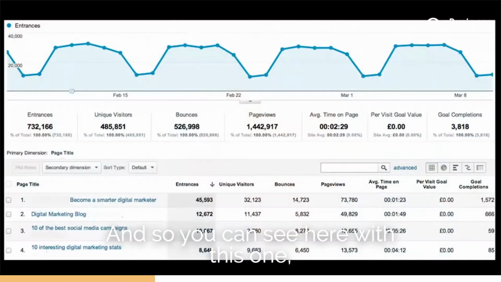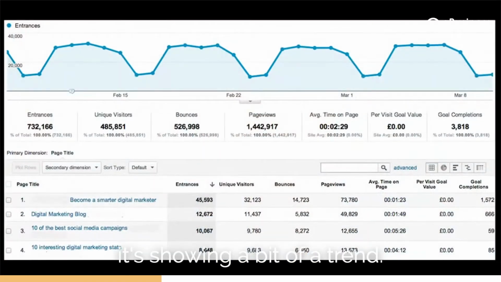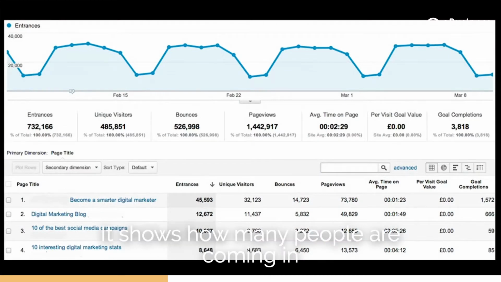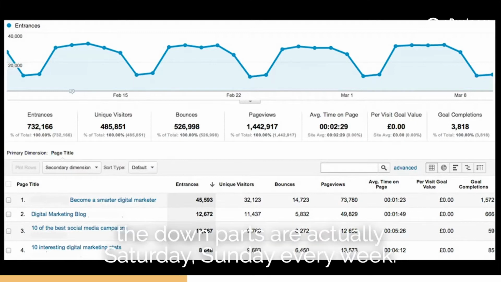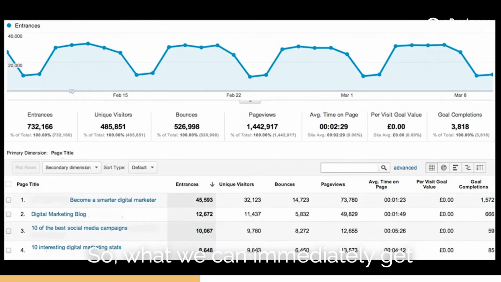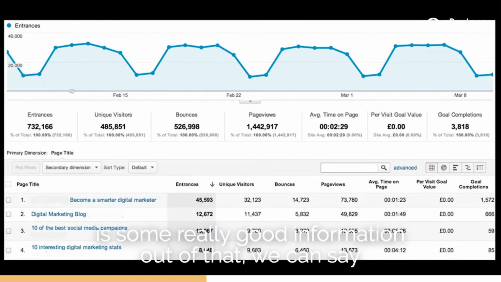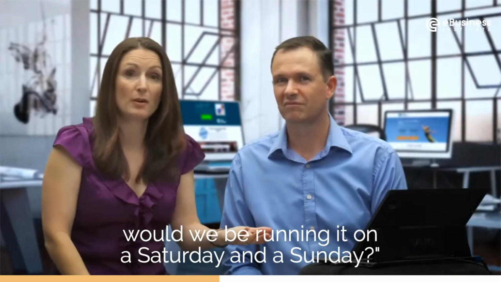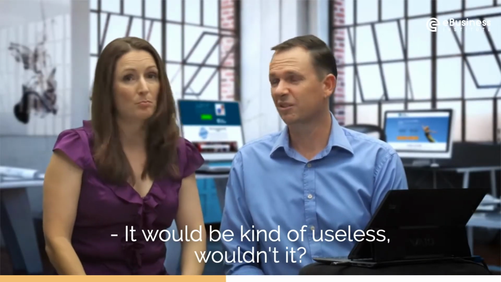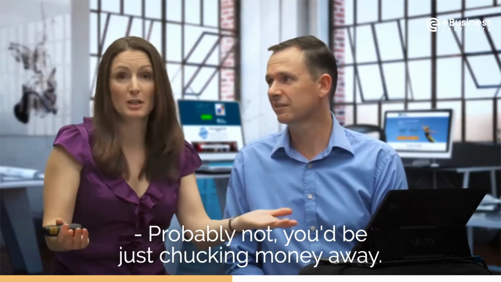And so you can see here with this one, it's showing a bit of a trend. It shows how many people are coming in and when they're visiting. So you can see there, the down parts are actually Saturday, Sunday every week. So we can immediately get some really good information out of that. We can say, well, if we're going to do a promotion on this website, would we be running it on a Saturday and Sunday? Be kind of useless, wouldn't it? Probably really not. You'd be just chucking money away.